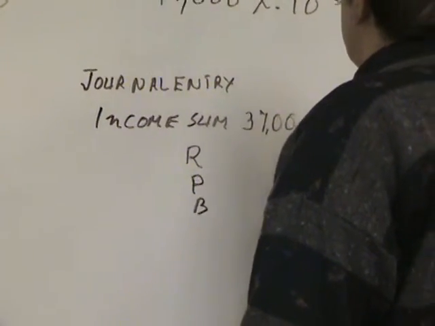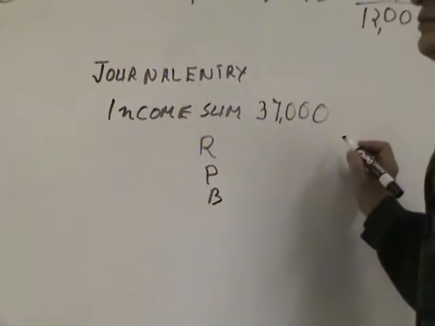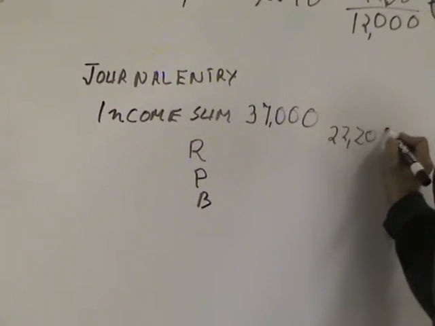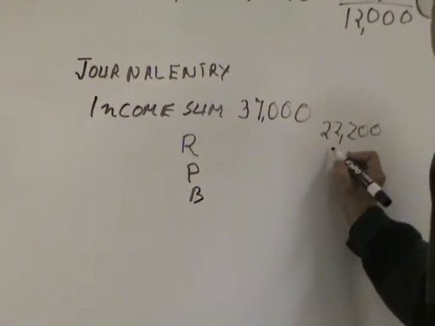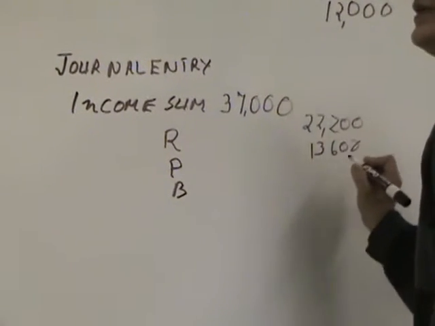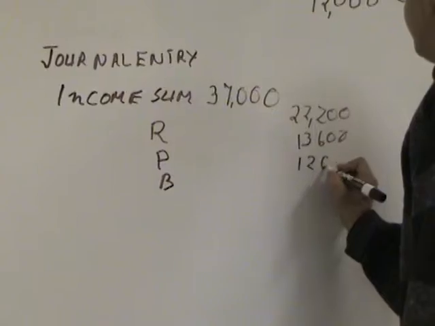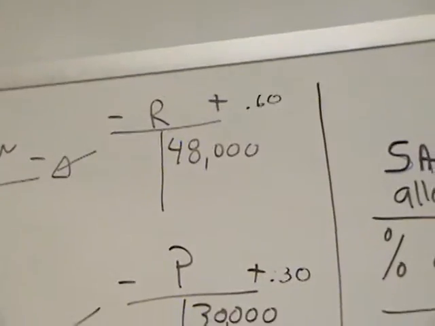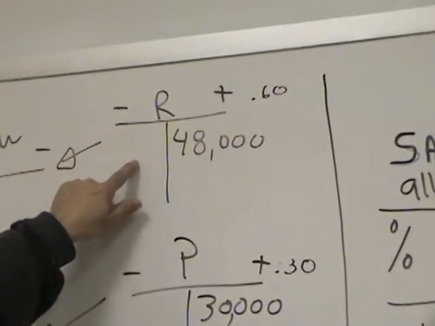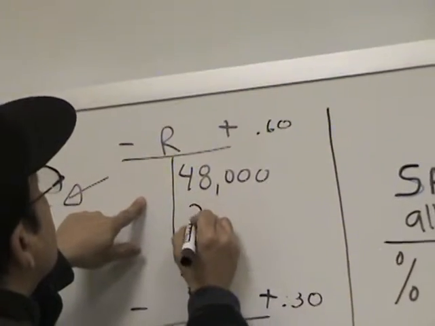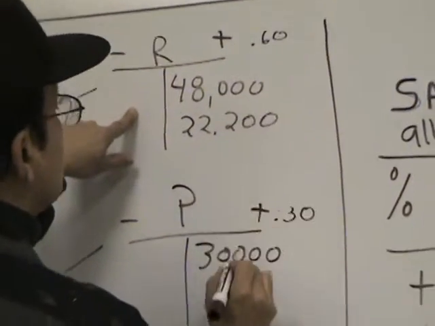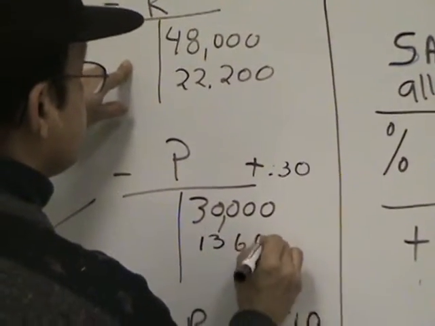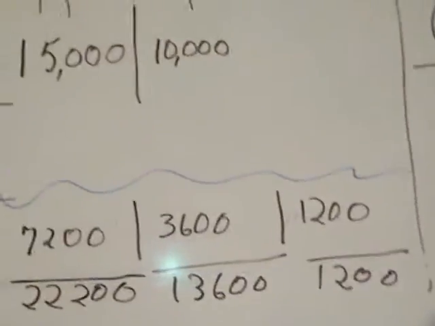He's going to credit R for 22,200, P for 13,600, and for B, 1,200. Then he's going to post to your original T accounts. He's going to post R, 22,200. He's going to post P, 13,600, and then 1,200, and we'll be right back.